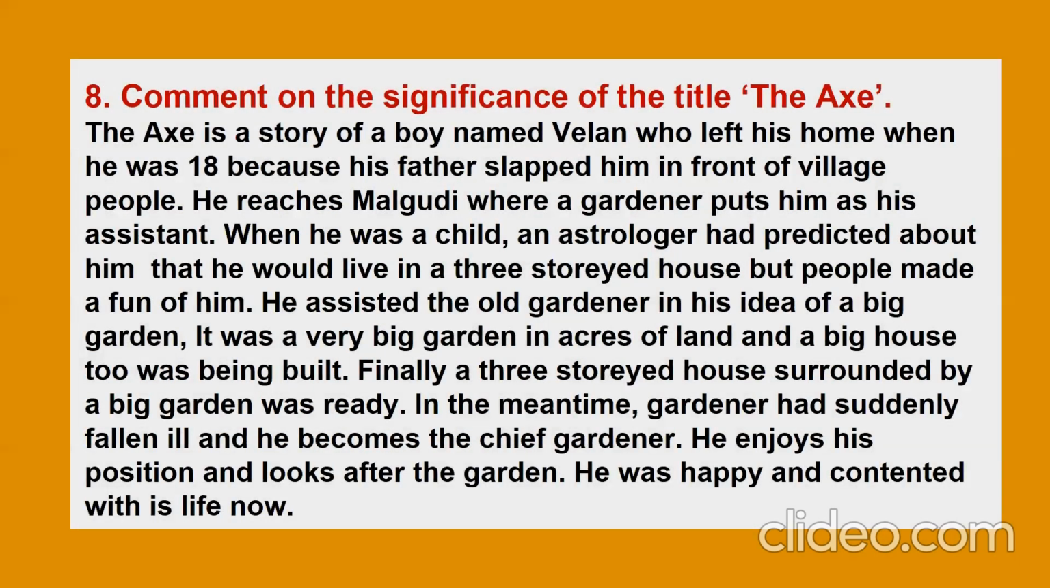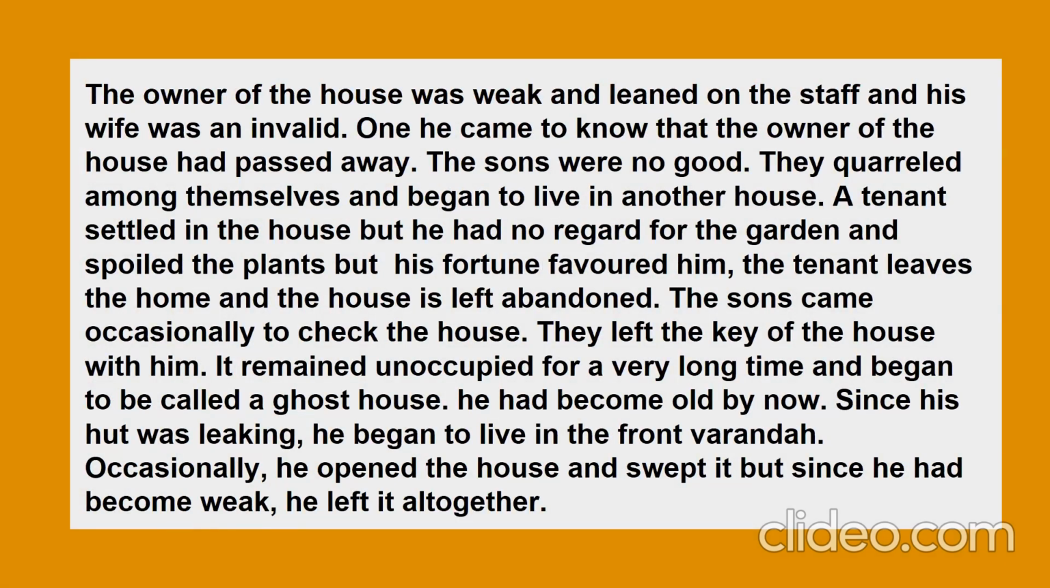Comment on the significance of the title of the story. The story is about a boy named Velen who left his home when he was 18 years old because his father slapped him in front of the village people for coming late for the midday meal. He reaches Malgudi, where a gardener takes him as his assistant. When he was a child, an astrologer had predicted that he would live in a three-storied house, but people made fun of him. He assisted the old gardener in his idea of a big garden. It was a very big garden in acres of land, and a big house too was being built. Finally, a three-storied house surrounded by a big garden was ready. In the meantime, the gardener had suddenly fallen ill and Velen becomes the chief gardener. He enjoys his position and looks after the garden. He was happy and contented with his life. The owner of the house was weak and leaned on the staff, and his wife was an invalid.